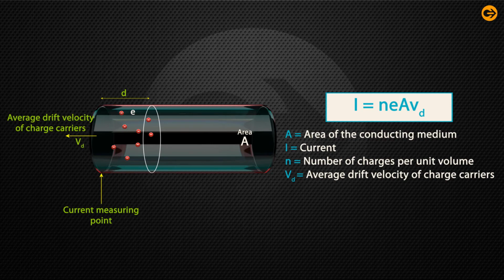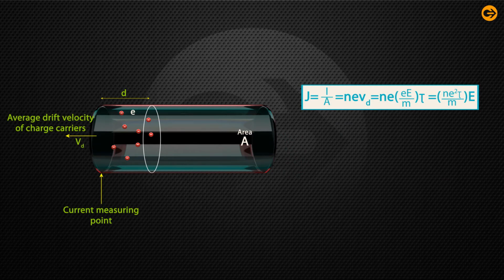Now, the current density within the volume, as you can see in this picture, J = I/A = N e Vd = N e multiplied by (e E / m) multiplied by tau = (N e² tau / m) multiplied by E.